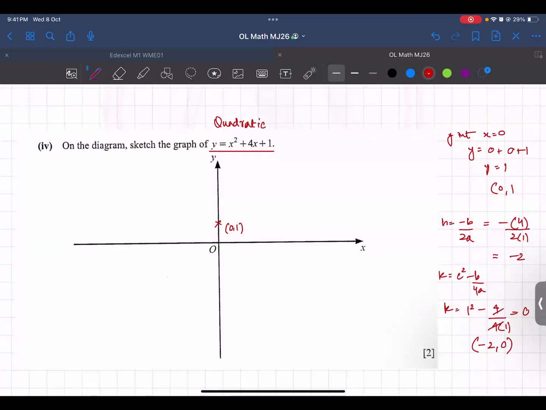So -2, 0 is over -1, -2, on the left side. And you have the y-intercept. So now your graph would go something like this.